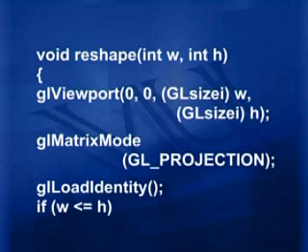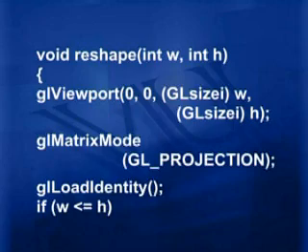Then the reshape function, using the arguments width and height as ever, calls glViewport with the parameters 0, 0, width, height, with w and h, the width and height, of course typecasted as GLsizei. And then we set the glMatrixMode to GL_PROJECTION, and glLoadIdentity is called, so that we have safe application of our projection information.